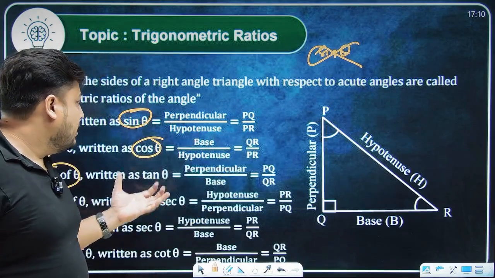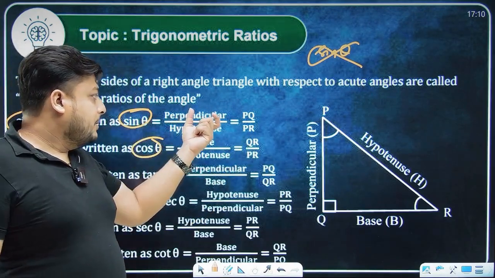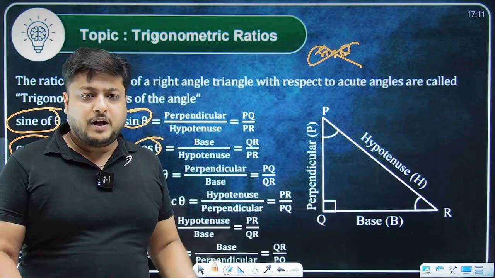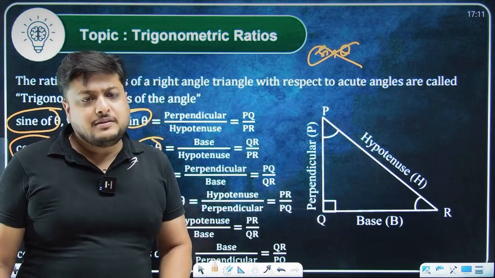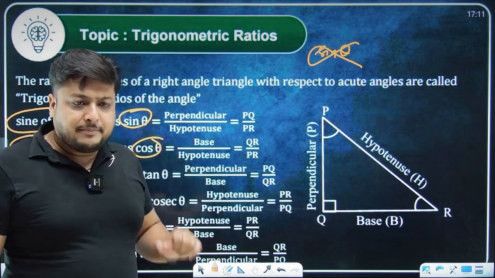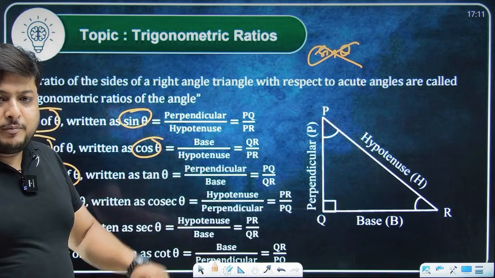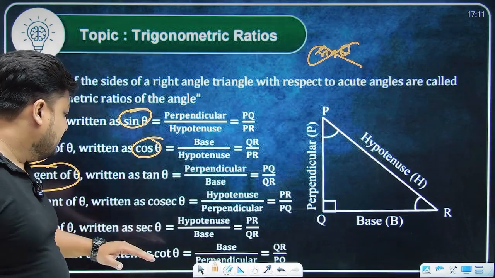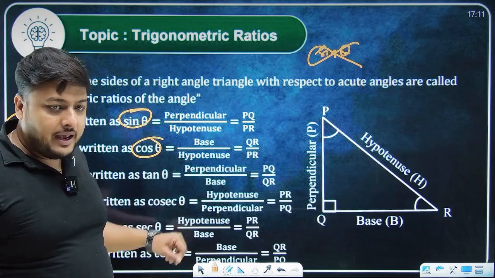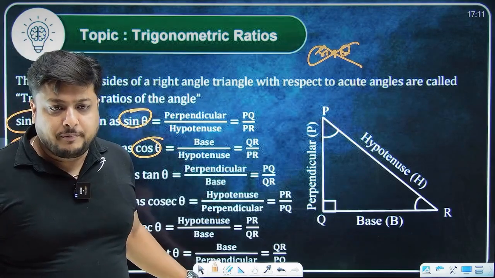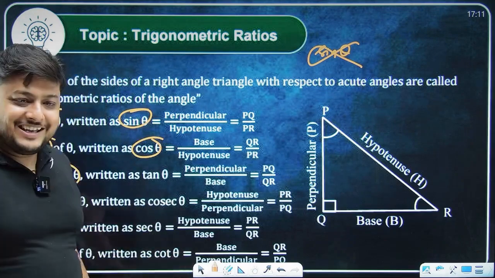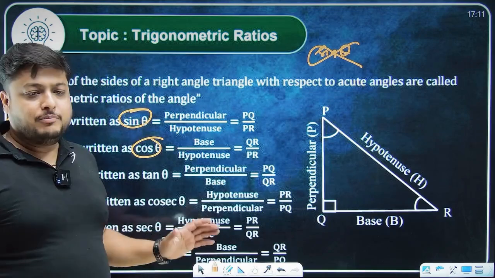Now what is the formula for this? Sin theta is perpendicular upon hypotenuse, that is P upon H in short. I told you the perpendicular is P, hypotenuse is H, and base is B. So sin theta is perpendicular upon hypotenuse, cos theta is base upon hypotenuse, tan theta is perpendicular upon base. Cosec theta is hypotenuse upon perpendicular, sec theta is hypotenuse upon base, and last but not the least, cot theta is base upon perpendicular.